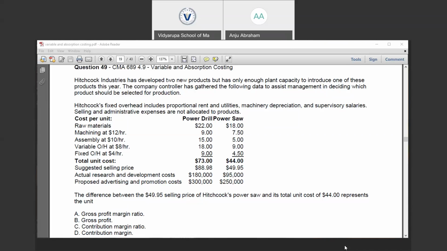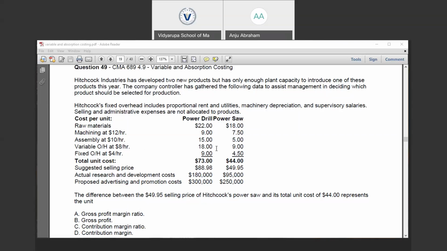Option D, contribution margin. What is contribution margin? Contribution margin is the difference between the selling price and the variable cost. So this variable cost includes both manufacturing cost as well as non-manufacturing cost. So let's look at the components of this total unit cost: raw materials, machining, assembly, variable overhead, fixed overhead. Fixed overhead is also included.